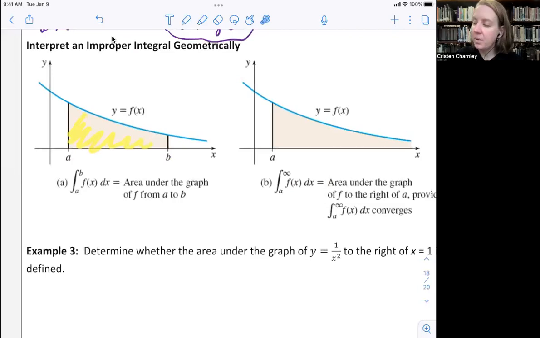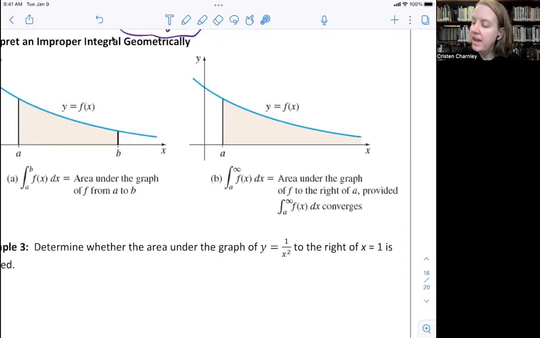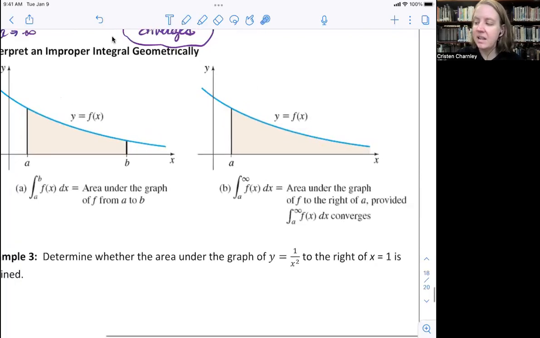With an improper integral, the area under the graph of f to the right of a can exist. It feels like it shouldn't, but it really can exist. And that takes a little bit to wrap your brain around. You can calculate this area, and if it gets small enough fast enough, there is actually a finite area. And I know that's weird. It's going to take some getting used to, and we'll come back to that a little bit.